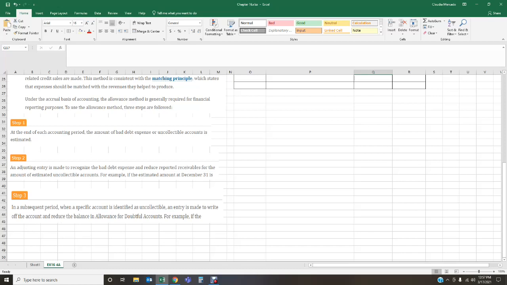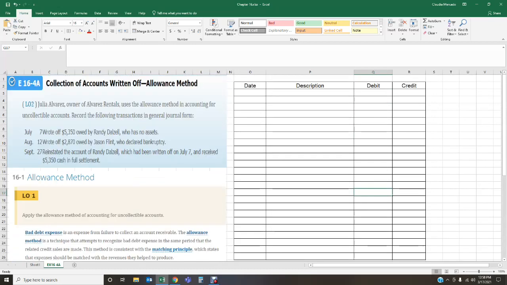And then step 3, in a subsequent period when a specific account is identified as uncollectible, an entry is made to write off the account and reduce the balance in the allowance for doubtful accounts. So make sure that you do go back and read. There are illustrations, there are examples provided. So what are we going to do?